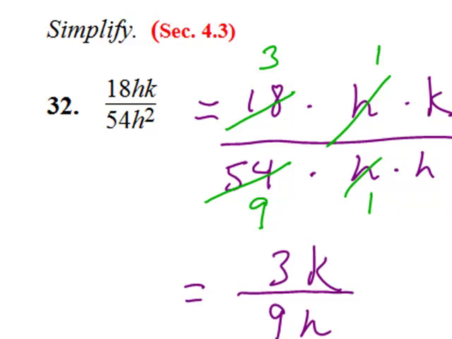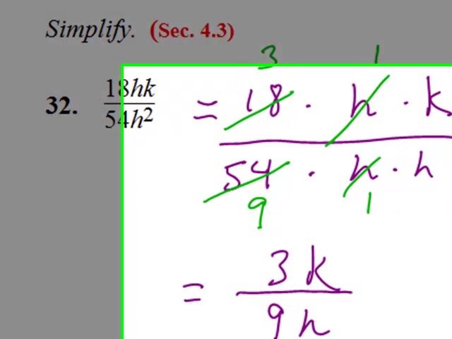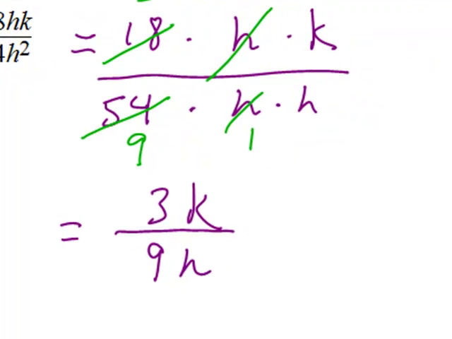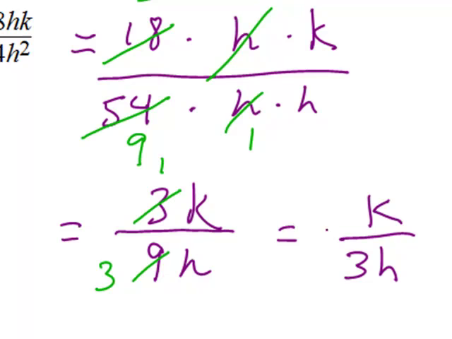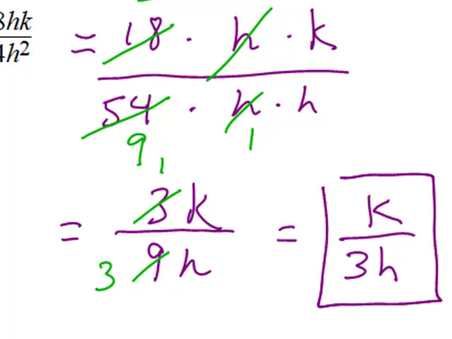And I know the k and the h cannot divide out, but you know that the 3 and the 9, we can take those further. So let's do that. 3 divides into 3 once, and into 9 3 times. Now we've simplified it down to just a single k over 3h. And that cannot be simplified any further.